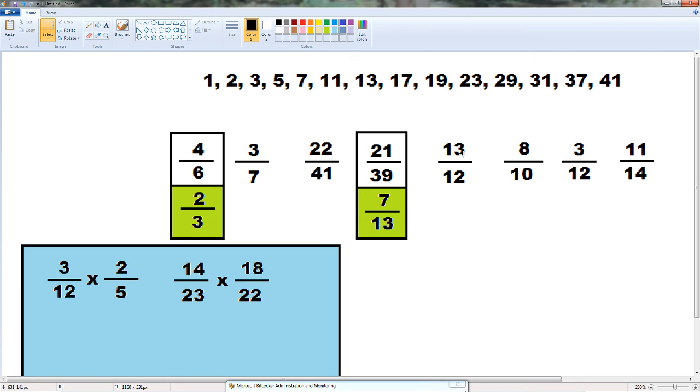This here, we have a prime number, 13, so it's not reducible. This one, two evens: 8 divided by 2 equals 4, 10 divided by 2 equals 5. 5 is a prime number, so we're done. The answer to that would be 4/5. Again, 1/4 here. And then this one, 11, prime.